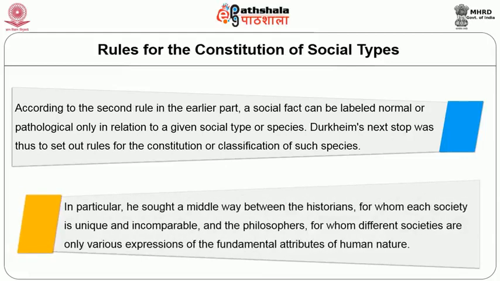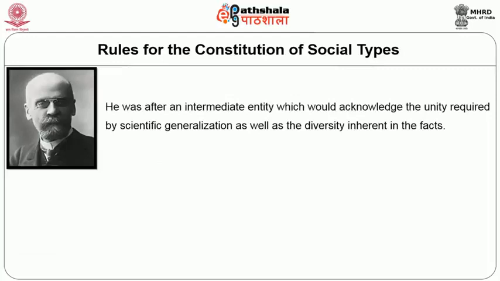In particular, he sought a middle way between the historians, for whom each society is unique and incomparable, and the philosophers, for whom different societies are only various expressions of the fundamental attributes of human nature. In other words, Durkheim was after an intermediate entity which would acknowledge the unity required by scientific generalization as well as diversity inherent in facts.